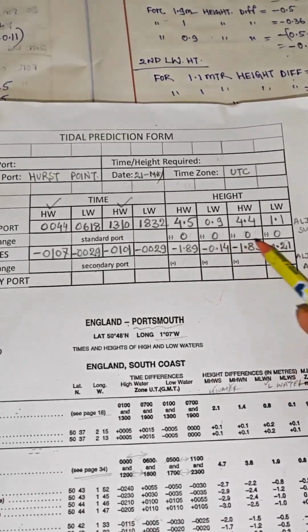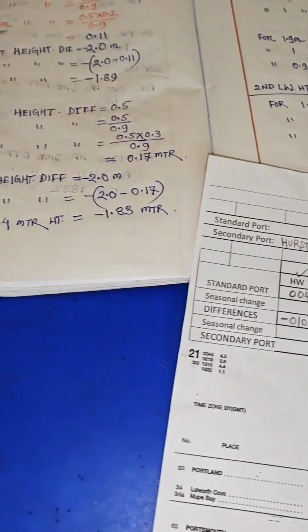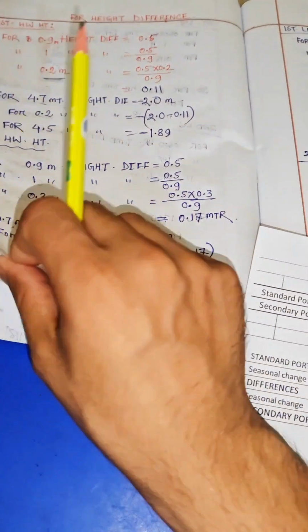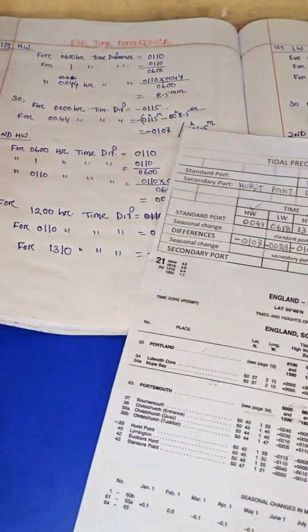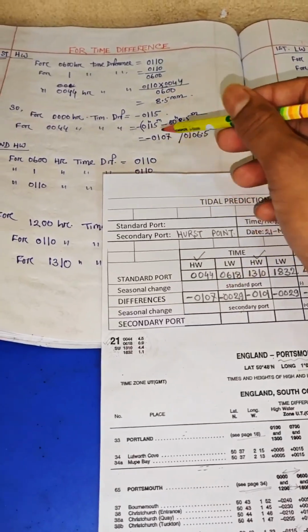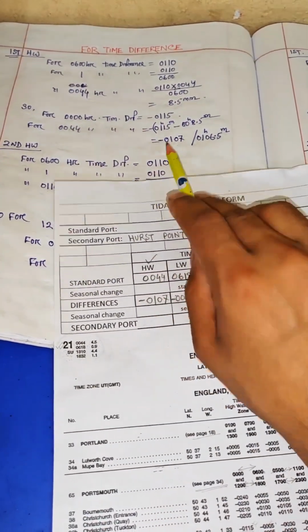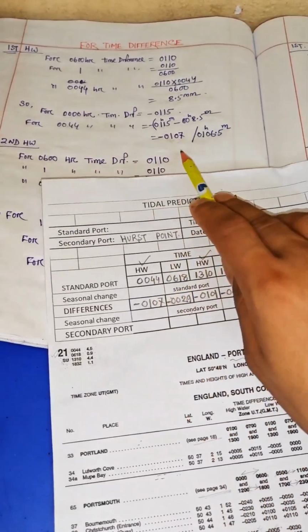I think you understand how I bring this all here, how I calculated this one. Same way, guys, for the time also, this time difference I also take from here. You see, all timing I take from here. Like for 0044, this is the time difference. Okay, you see this one.